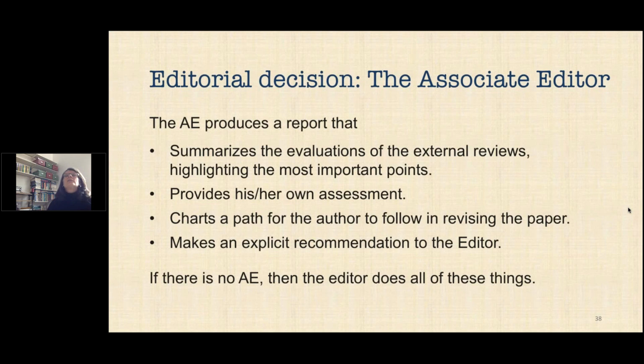And a good associate editor will actually chart a path for the author to follow in revising the paper. And this is particularly important just in case there's conflicting advice in the external reports. Then the associate editor makes an explicit recommendation to the editor, which the editor takes as advisory. So it's not always the case that the decision of the associate editor is the ultimate decision. Sometimes these decisions actually get discussed between the editor and the associate editor, or even between the 2 editors at a journal like Language. A lot goes on behind the scenes when your paper is being considered.